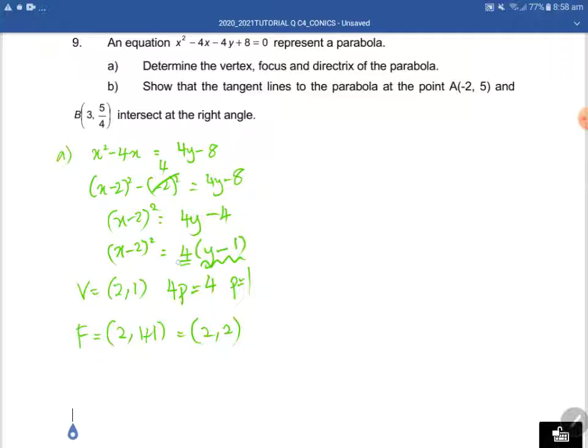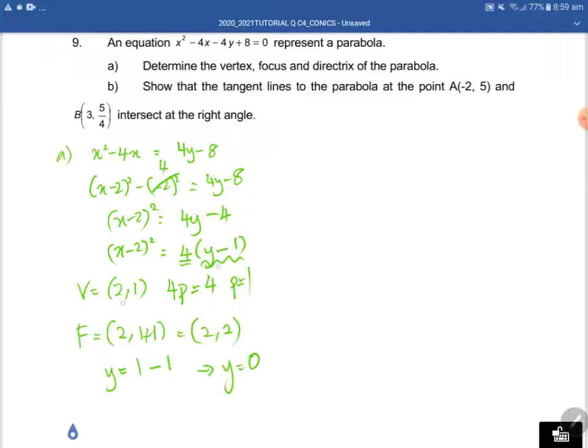How about the directrix? Because y is changing, it should be a line y equal to something. So what is the line y? The line y equals k minus p, so 1 minus 1. So the directrix is y equals 0. Okay, so this is our parabola. We have the vertex of (2, 1), the focus (2, 2), and the directrix y equals 0.